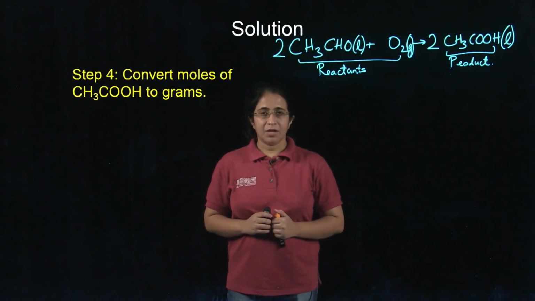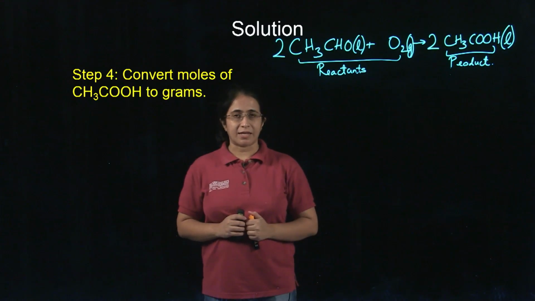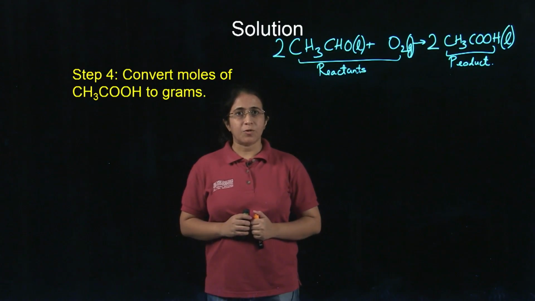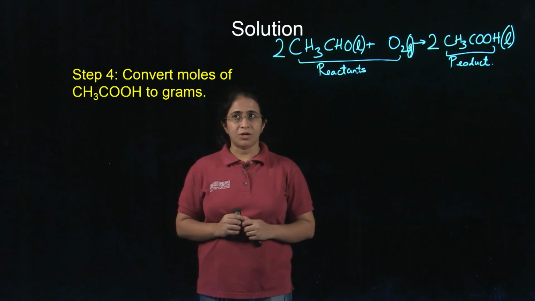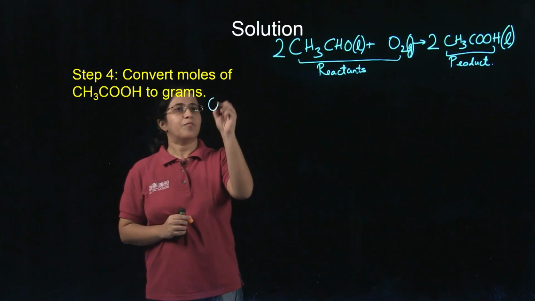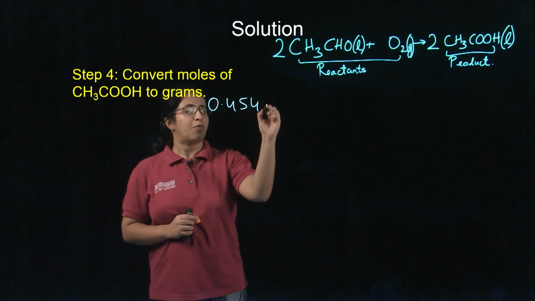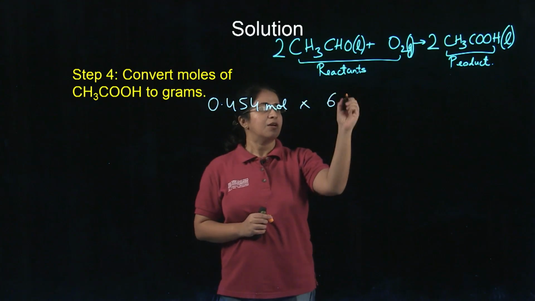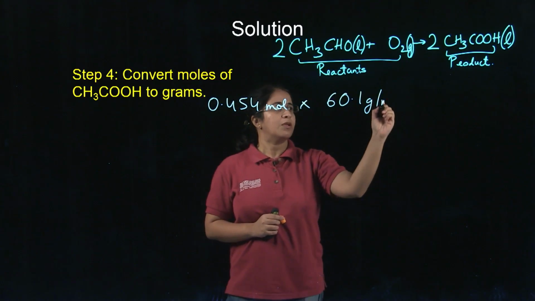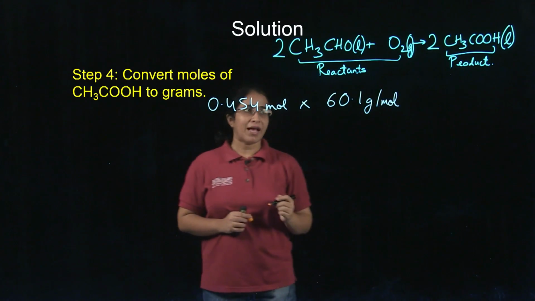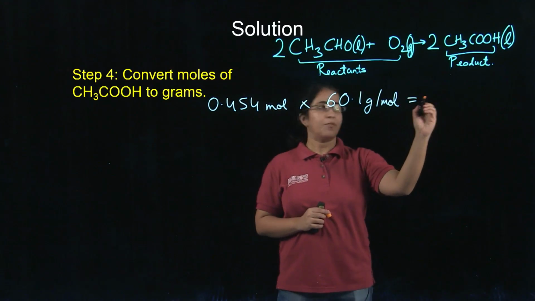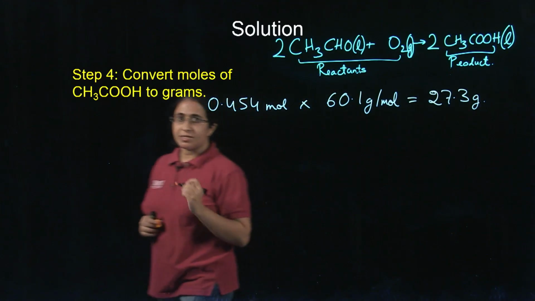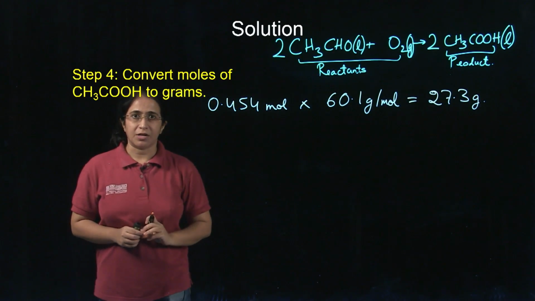In the previous step, you calculated the number of moles of acetic acid that are actually formed during the chemical reaction. Now if you want to find out what is the mass of acetic acid that is formed, you need to multiply the number of moles of acetic acid, which is 0.454 moles, times the molar mass of acetic acid, which is 60.1 grams per mole, which you can get by using the atomic masses. So the number is going to come around 27.3 grams, which is the mass of acetic acid that is formed during the chemical reaction.